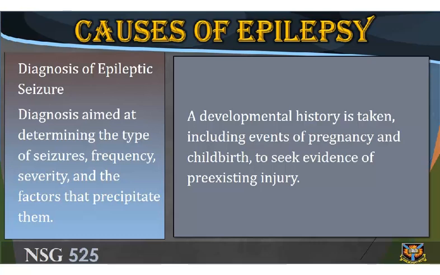MRI is used to detect lesions in the brain, cerebrovascular abnormalities, and cerebral degeneration. The electroencephalogram, and also single photon emission computed tomography, is useful for identifying the epileptogenic zone so that the area giving rise to seizures can be removed surgically.